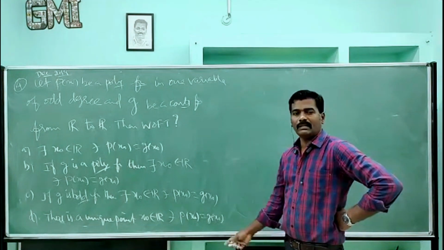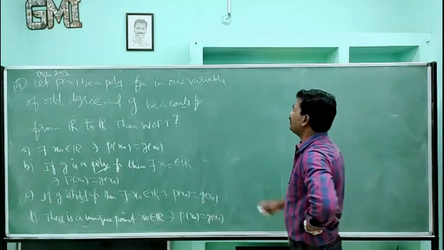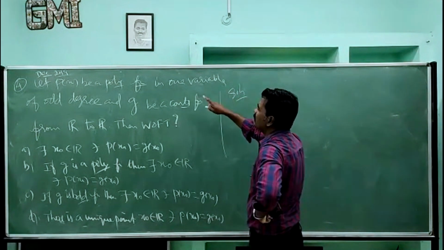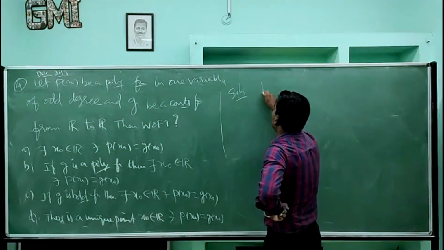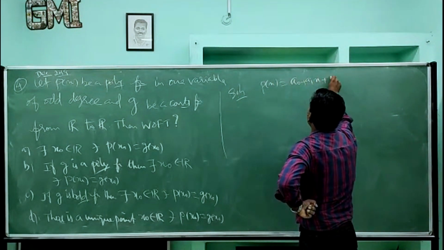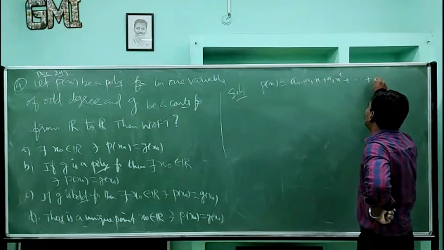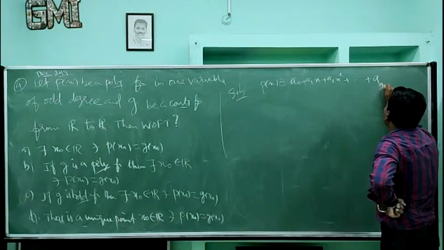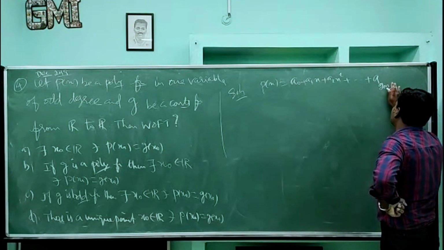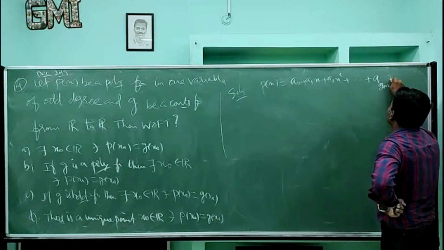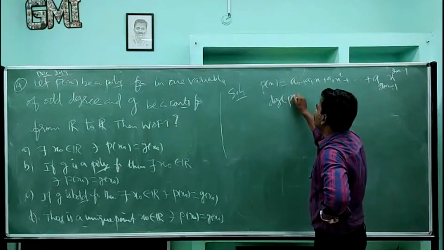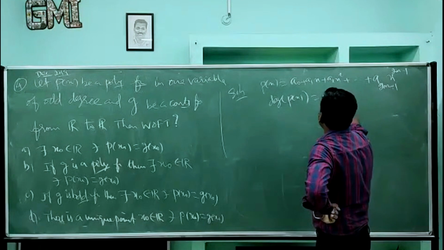Anyway, I'll read the question paper and try to solve the problems. So what is the given solution? Given P of x is a polynomial function in one variable of odd degree. P of x is a polynomial, a0 plus a1 x plus a2 x square, and so on, up to a 2n minus 1 x power 2n minus 1. It's an odd degree polynomial: degree of P of x equals 2n minus 1.